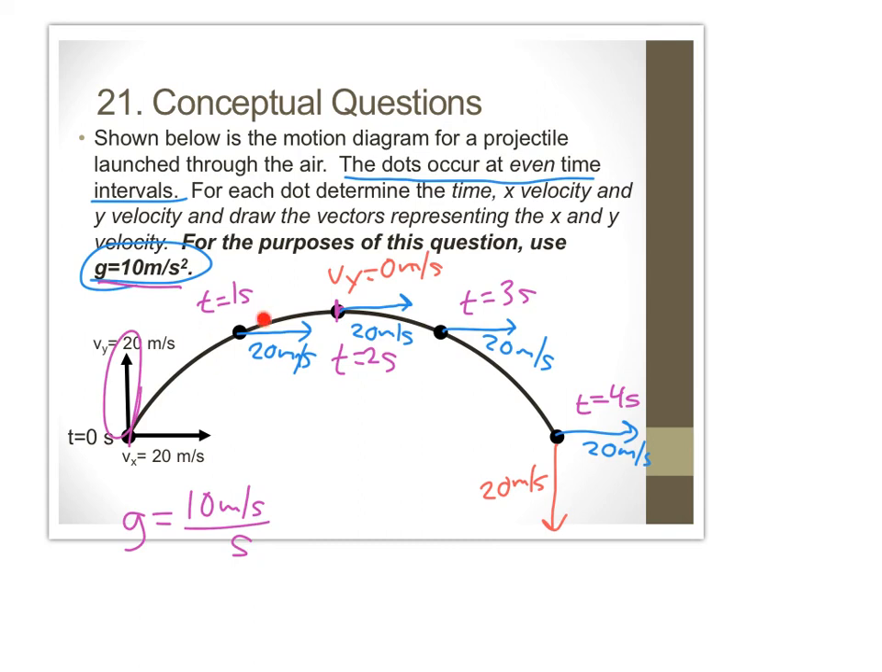So at this point here, I can either think about the fact that it's been 1 second, so I've lost 10 meters per second of velocity, or I can think about the fact that it's going from 20 to 0, and I know that this is directly in between, and it's losing velocity at a constant rate because our acceleration is constant. Either way, my velocity here is going to be 10 meters per second, and my velocity at this point is also going to be 10 meters per second, but just going down. And I can see here how there is symmetry about these 2 points as well. The y velocities are the same, just in opposite directions.